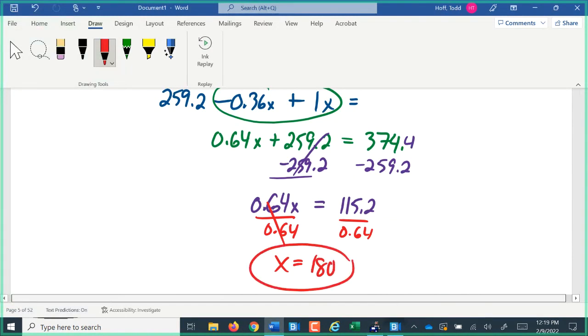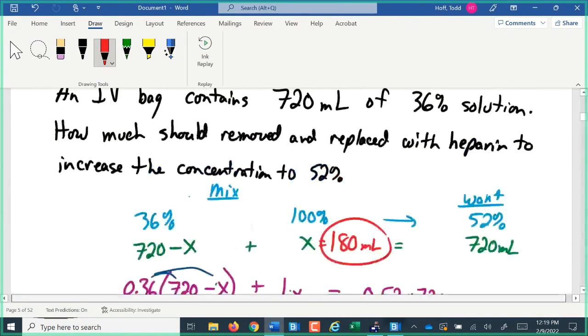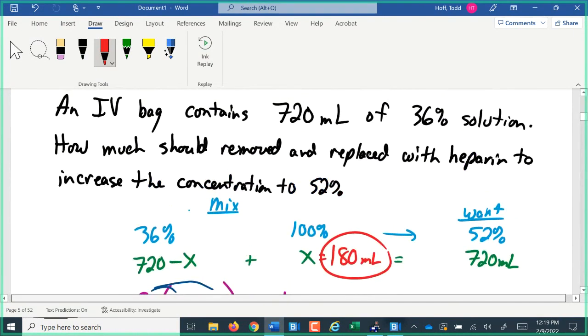Again, we have to go back, make sure we know what X represents, and make sure we've answered the question. 180 milliliters is the amount that we would remove and replace with pure heparin. That is what we're being asked for, so there's our solution.